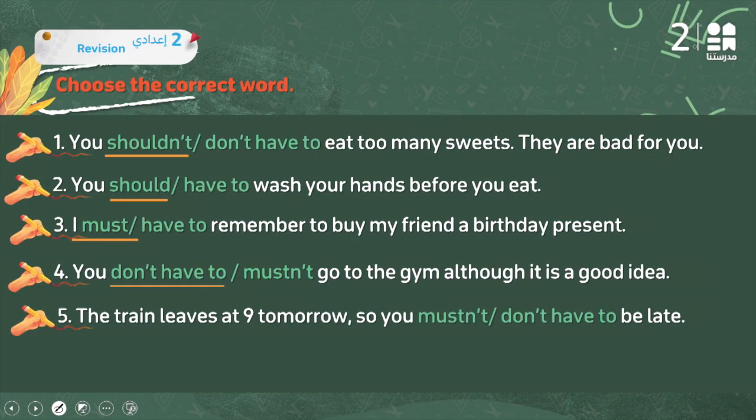Okay, so here you don't have to. You decide according to the situation. يعني احنا برضو بنقرر أهمية الحاجة او إلزام الحاجة حسب ال situation او حسب الموقف نفسه. هل هو يستدعي must ولا it's something related to rules أو حاجة أقل شوية من must. فأستخدم don't have to أو have to. And for number five, the train leaves at 9 tomorrow, so you mustn't or don't have to be late. So here, what shall I choose? Mustn't or don't have to be late?